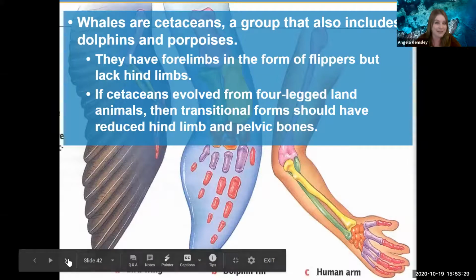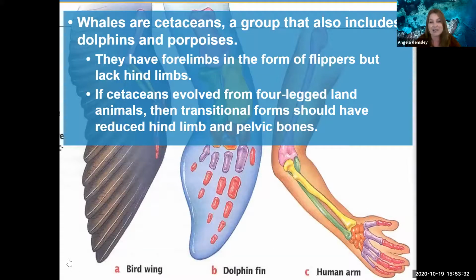So whales are what's called cetaceans. That's a group of organisms that also includes dolphins and porpoises. They have forelimbs in the form of flippers, but lack hind limbs.